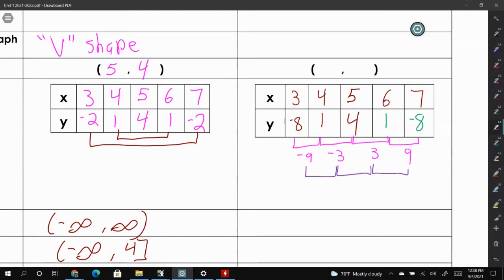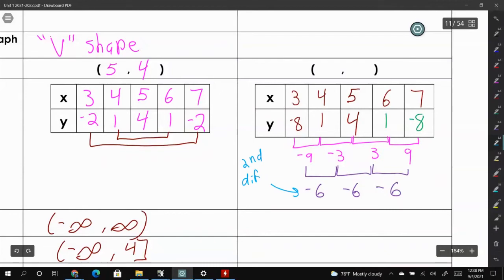9 minus -3 is -6. -3 minus 3 is -6. And 3 minus 9 is -6 as well. So this second difference here is -6.